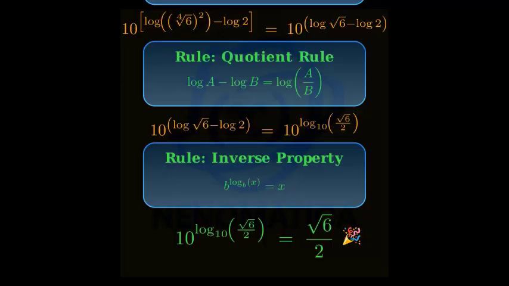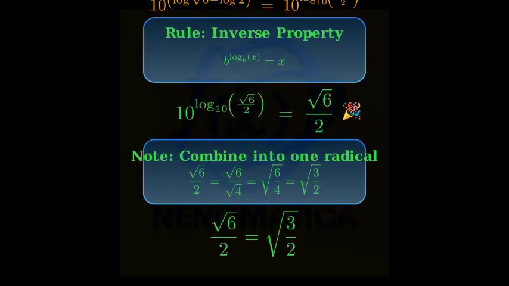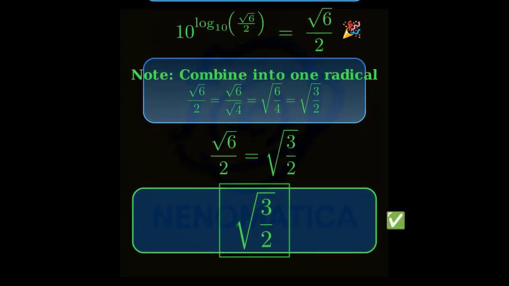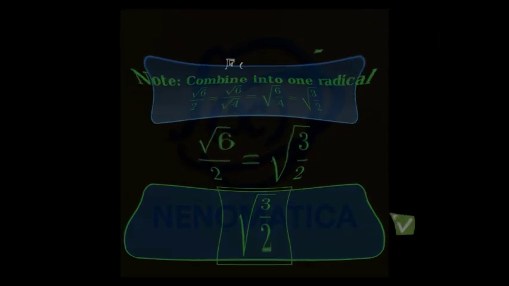Step 5. Match the final form shown in the reference solution by moving the denominator under the radical. Square root of 6 divided by 2 equals the square root of 6 over 4, which is the square root of 3 over 2. Write the final simplified expression.